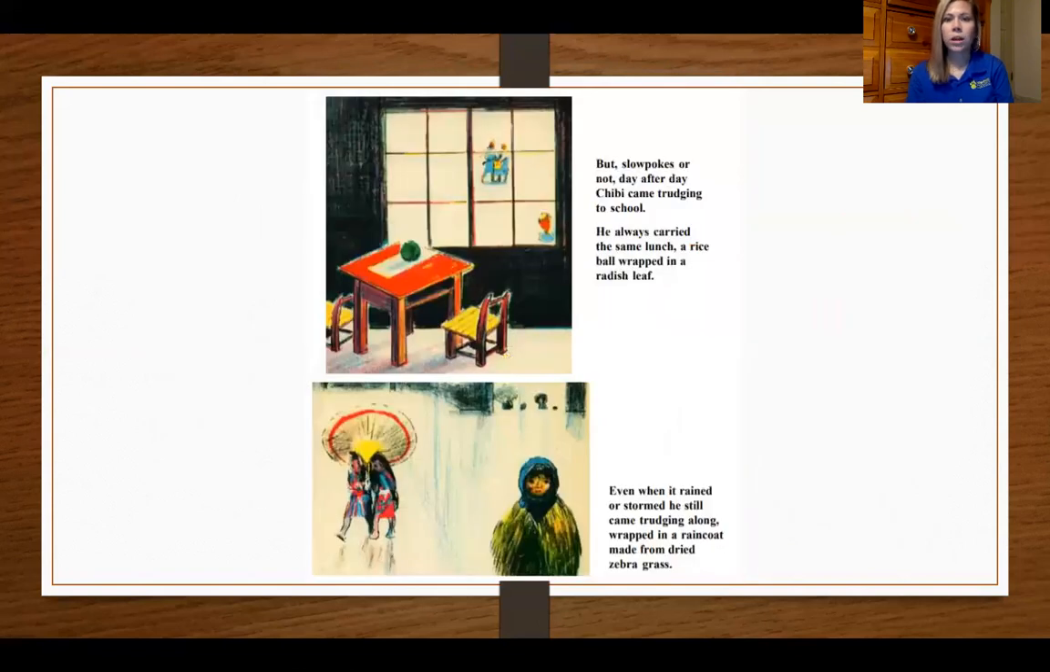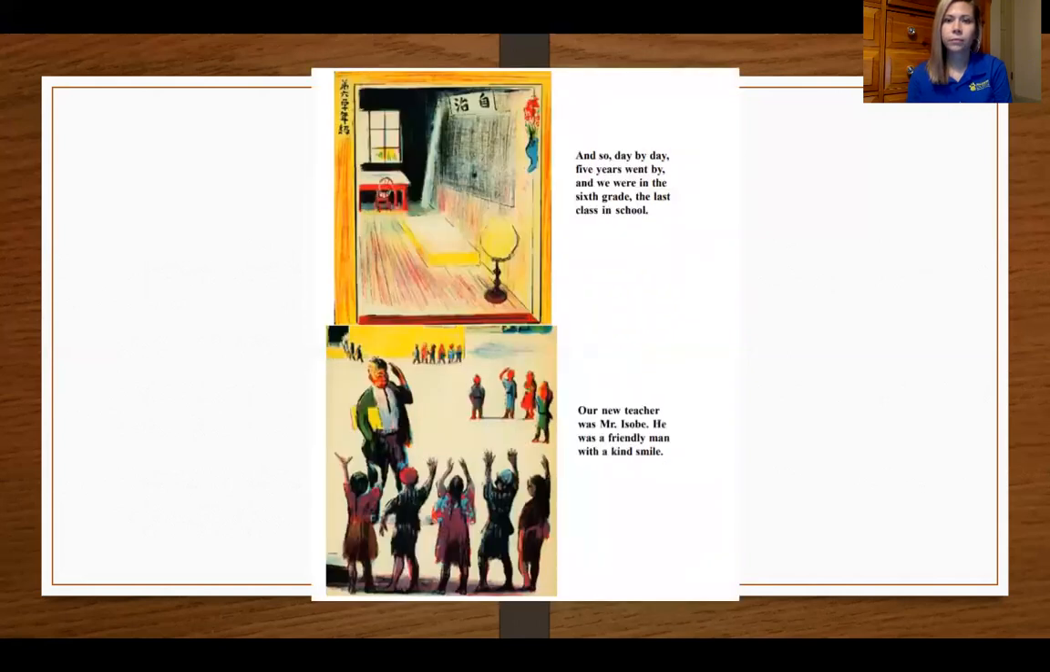But slowpokes or not, day after day, Chibi came trudging back to school. He always carried the same lunch, a rice ball wrapped in a radish leaf. Even when it rained or stormed, he still came trudging along, wrapped in a raincoat made from dried zebra grass. And so, day by day, 5 years went by, and we were in the sixth grade, the last class in school. Our new teacher was Mr. Asobi. He was a friendly man with a kind smile.